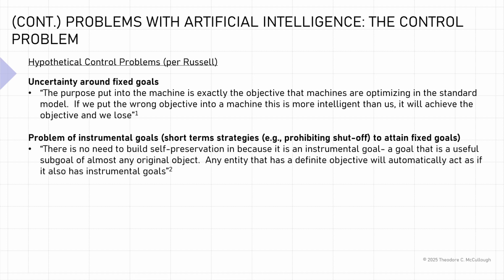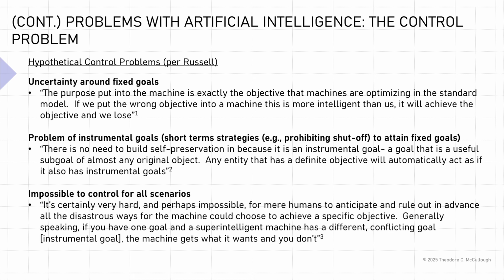Next is the problem of instrumental goals. Instrumental goals are thought of as short-term goals that a machine will seek to actualize on the way to attain some type of fixed goal. One example here would be that if the fixed goal is to do what's best for humans, the first part of that may be to prohibit shutting off access to the reinforcement learning model. That is, the model itself will seek to prohibit others from shutting it off because at the end of the day, it needs to attain this fixed goal.